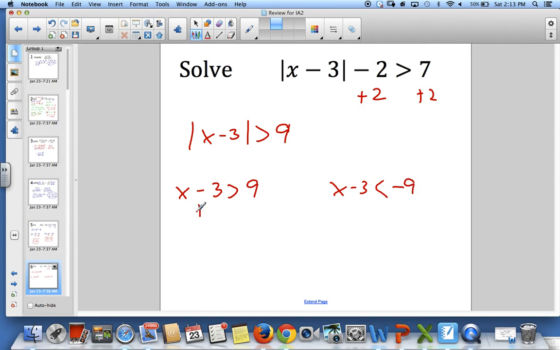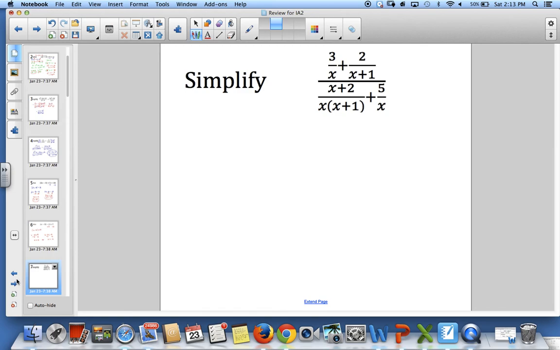So that, then I'm going to add 3 to both sides. X is greater than 12, and then add 3 to both sides. X is less than negative 6. So basically it's going to be "or." So that would be your answer if that's how we write it. Basically, no, that's enough right there. That's it. Okay, let's go to the next problem.